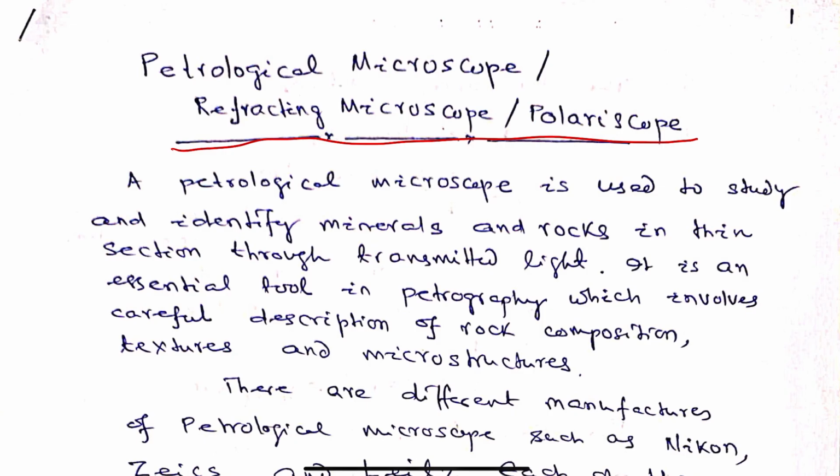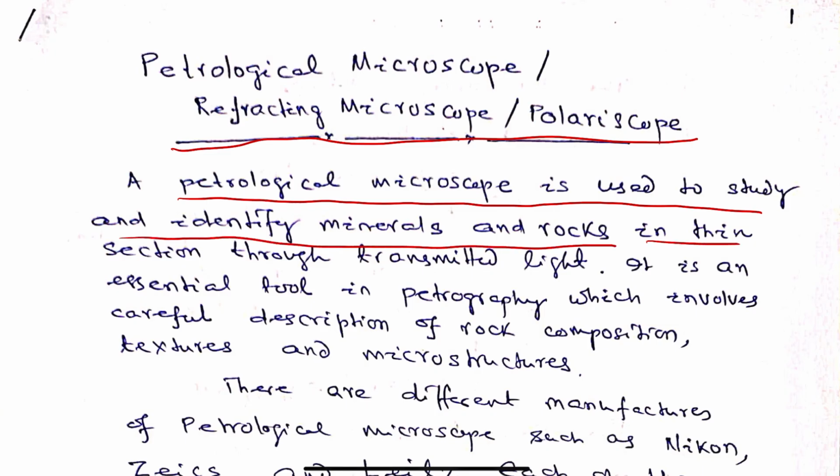It is a device to magnify the image of the object so that micro objects can be seen perfectly and can be identified. A petrological microscope is used to study and identify minerals and rocks in thin section through transmitted light. We use transmitted light to study the rocks and minerals, but we use reflected light to identify the ore minerals which are opaque.